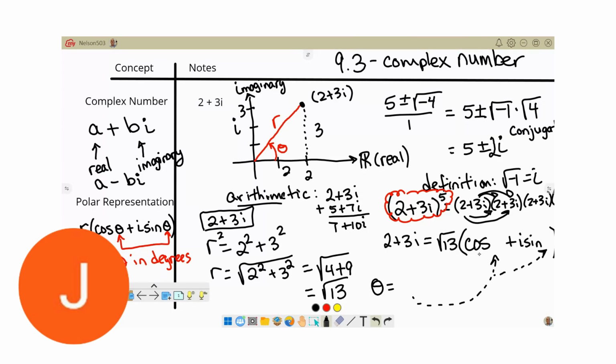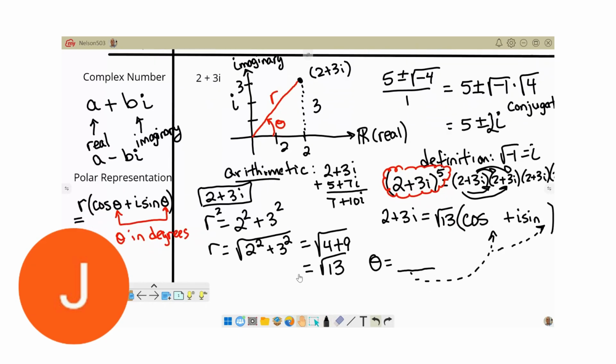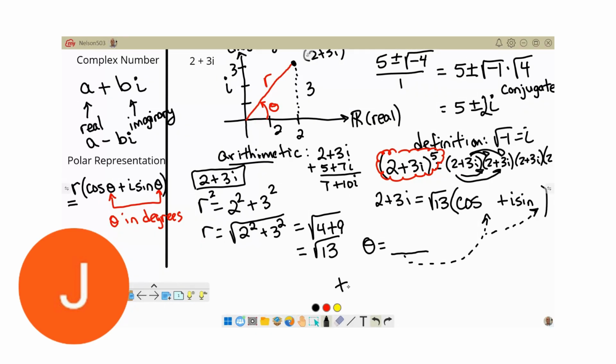You might say, I don't believe you, Nelson. I understand that, but it will be. Trust me on that. So how are we going to get the angle? We've got an opposite leg of 3 and an adjacent leg of 2. So tangent. The tangent of theta is equal to 3 over 2. And then to get theta, we're going to take the inverse tangent of 3 divided by 2.